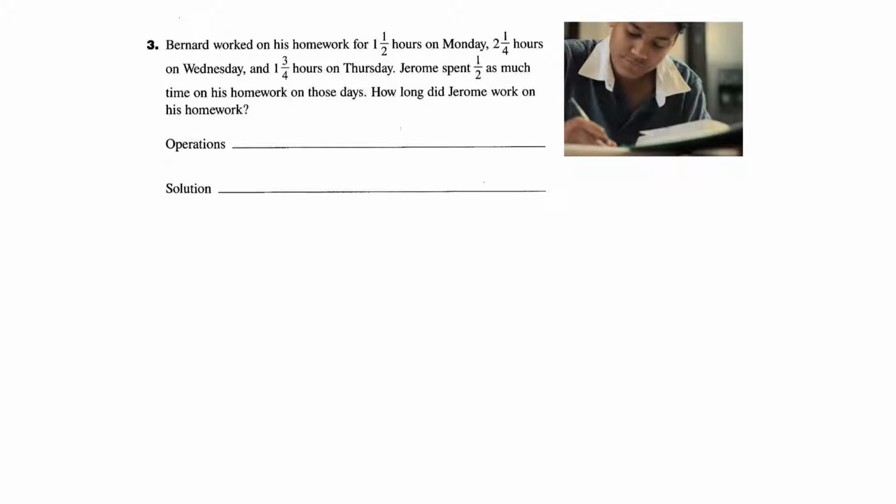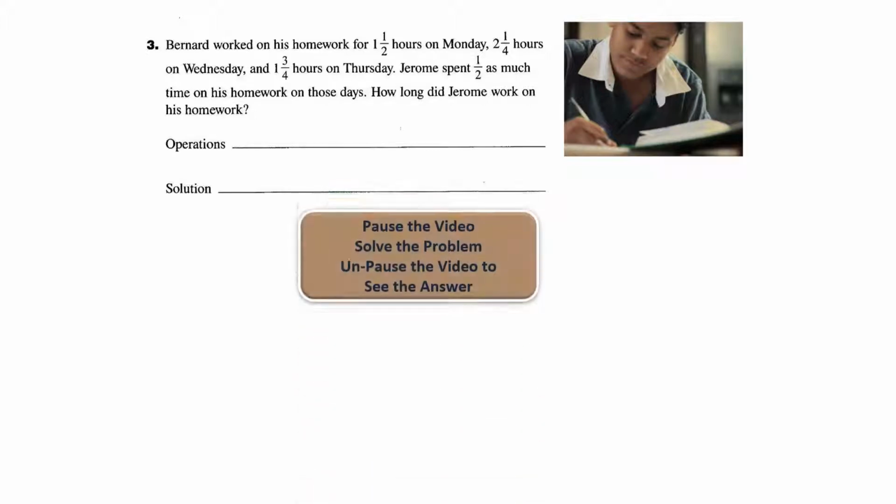Question 3. Bernard worked on his homework for 1 1/2 hours on Monday, 2 1/4 hours on Wednesday, and 1 3/4 hours on Thursday. Jerome spent half as much time on his homework on those days. How long did Jerome work on his homework? Pause the video, solve the problem, unpause the video to see the answer.